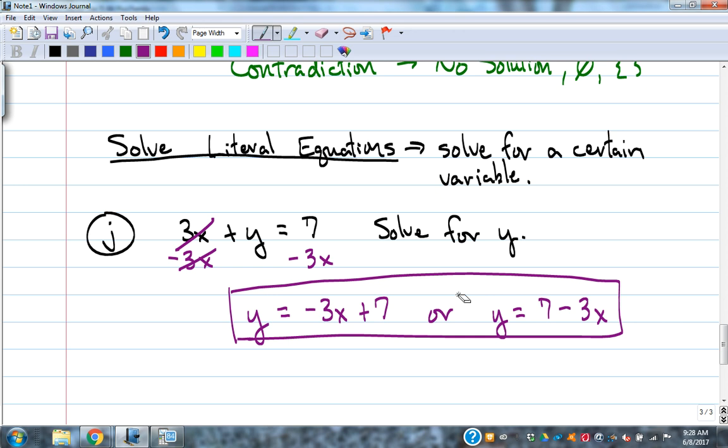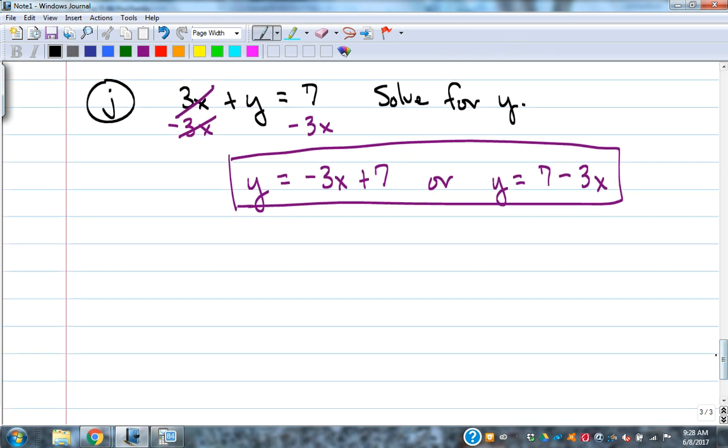That was pretty easy though. It's a one stepper. Let's do something a little bit more difficult here. That is the answer. That equation, y equals negative 3x plus 7. That's the difference in the literal equations and the ones that we just got through doing. Is the fact that you're not going to get a single number answer. You're going to get an equation left.